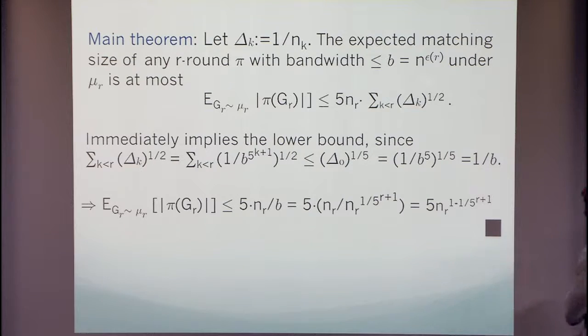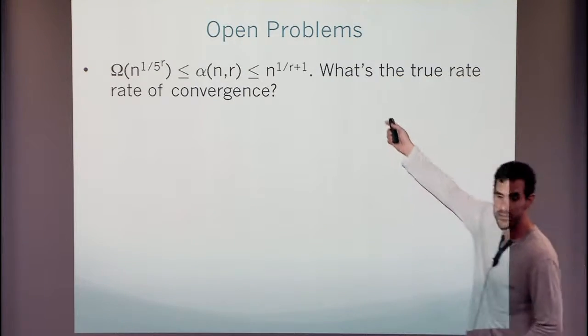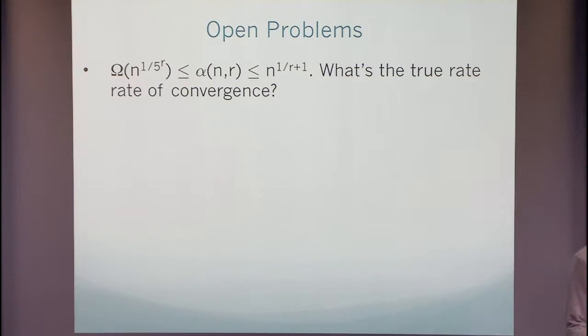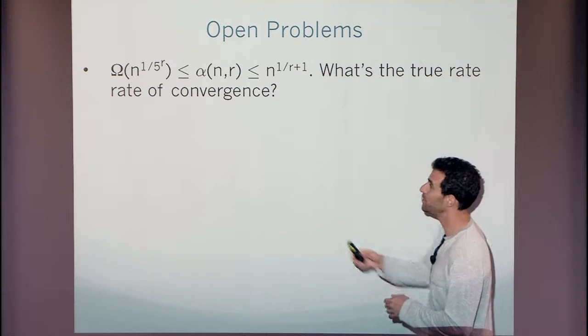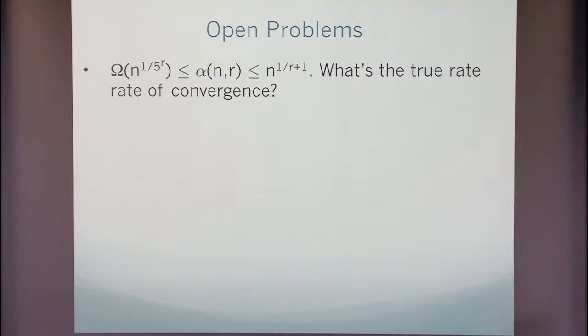Let me just mention two open problems. The obvious open problem is to close this gap on the rate of convergence. Our intuition is that this trivial randomized protocol should be the right answer. It's hard to imagine something better than that. But I think it would be really surprising if one could show that log n actually naturally appears there.